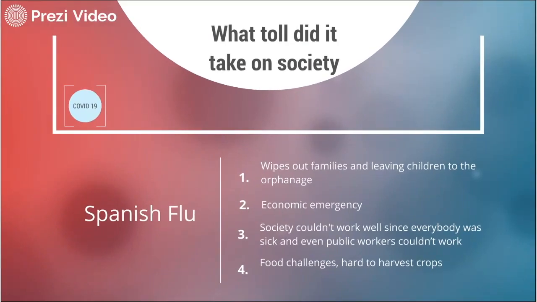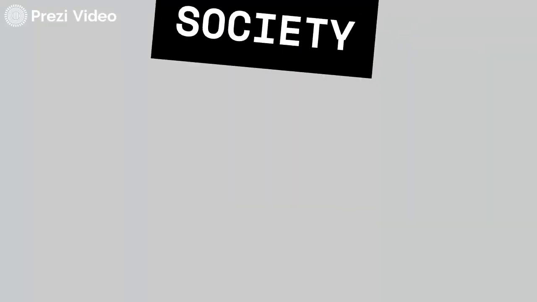So what toll did it take on society? For the Spanish flu, it wiped out families, leaving children to the orphanage. There were also big economic emergencies since businesses were shutting down, and society couldn't work well since everybody was sick and even public workers couldn't work. And there were food challenges, and it was hard to harvest crops since most of the farmers were also sick.